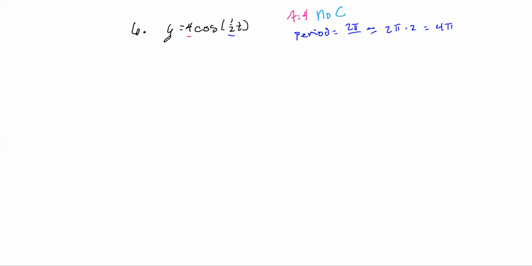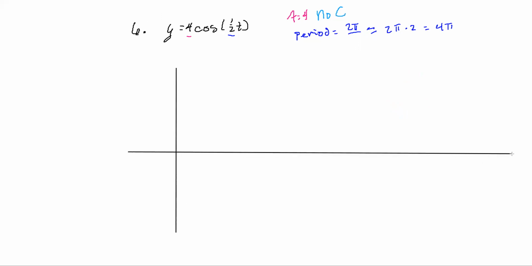Let's draw this thing. There we go. We have a cosine, so we're going to start here. And then this is going to be -4. And so that's going to be our amplitude. And then we know that our period is going to end all the way over here at 4 pi. And so we're going to be all the way up here again.